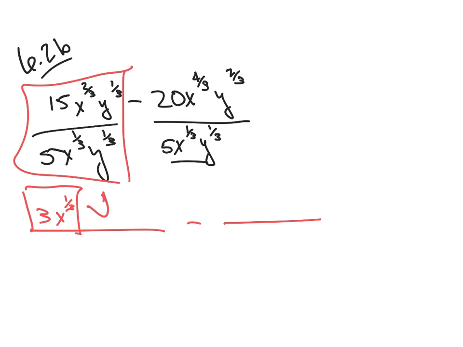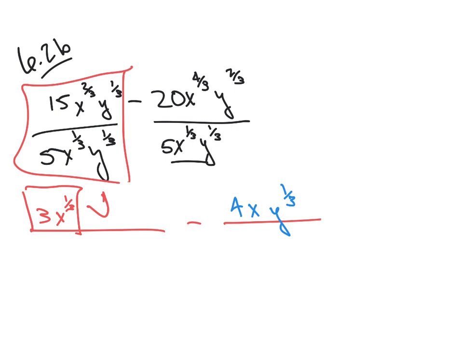So we have 20 over 5, which is 4. We have x to the 4/3, x to the 1/3, so we're subtracting them. They have to have common denominators, but we can subtract 4 minus 1 is 3. So we have x to the 3/3. And if you remember, 3/3 is the same as 1, x to the 1 power, so we don't even need an exponent there. And then we've got y to the 2/3 over y to the 1/3. 2 minus 1 is 1, so we have y to the 1/3.